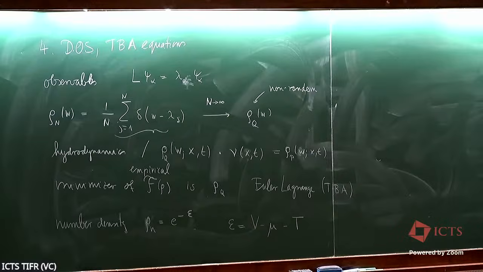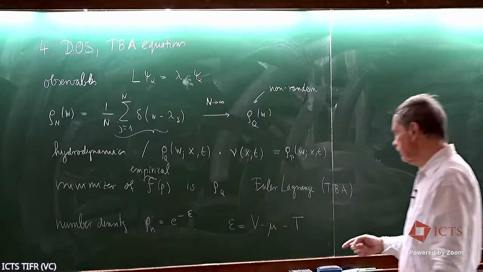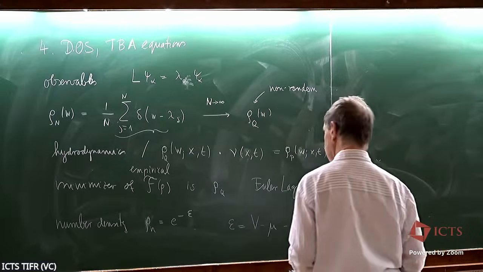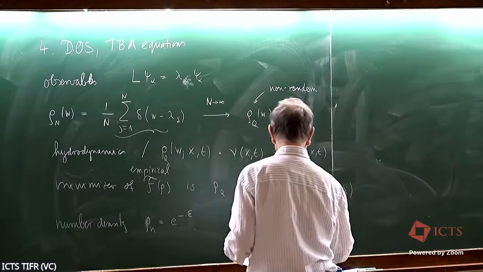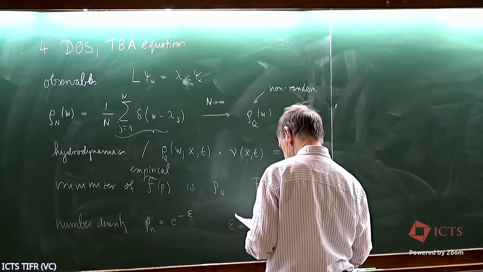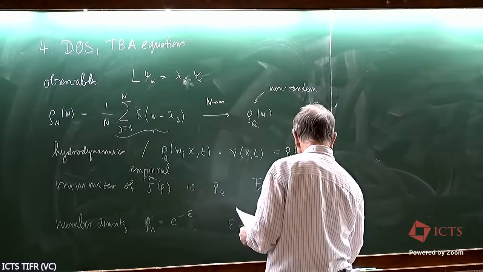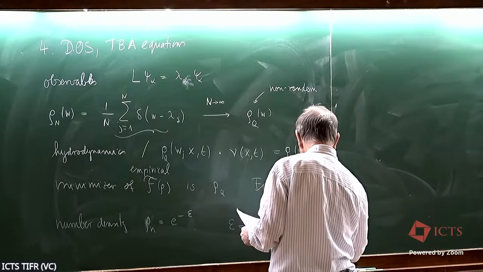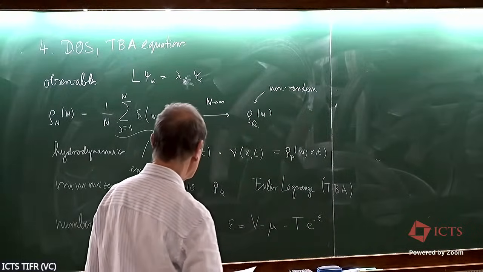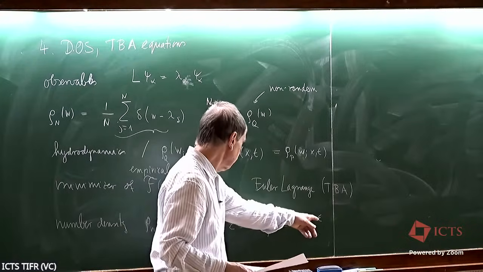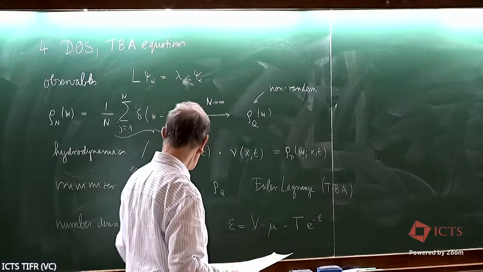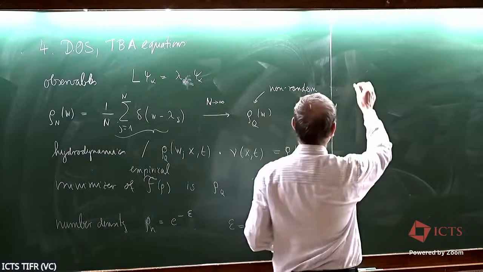Okay, so let's see. So we have this one. Now I'm writing down the Euler-Lagrange equation, and so here you have the e to the minus epsilon. And now you see that you have an equation for epsilon, so you have to solve this nonlinear integral equation. Once I have the epsilon, you have the rho n. So now I have the rho n.